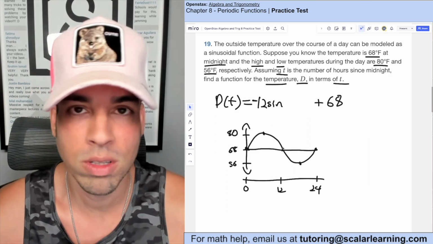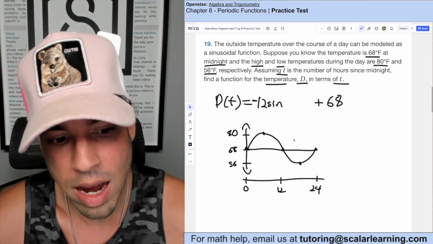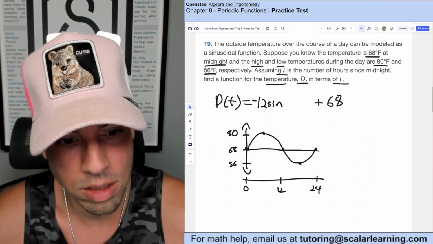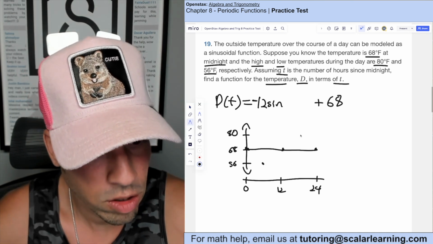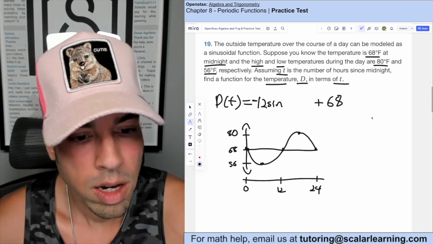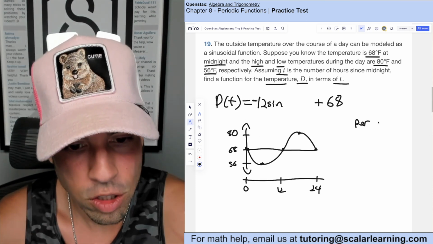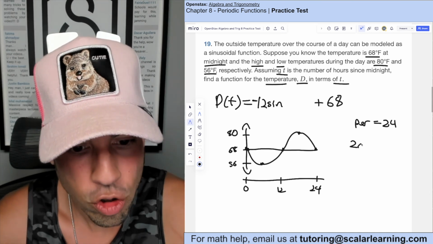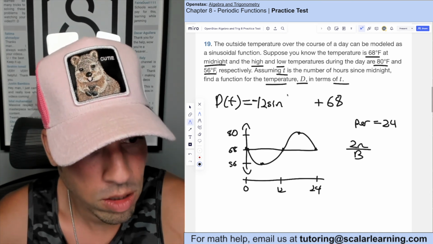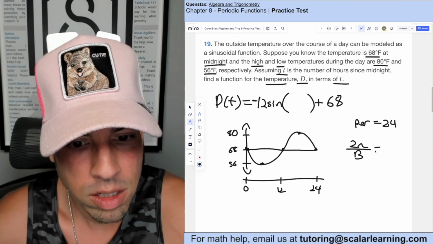Usually the hottest part of the day is like 2 or 3 o'clock, but kind of accurate. And then it's going to come back down to 68 at midnight. So now we're going down to 56 here and then up back to 80. And then again, the period is supposed to be 24 hours. And the way we get the period is we do 2 pi divided by a b term, that's going to go in the function eventually, is equal to 24.